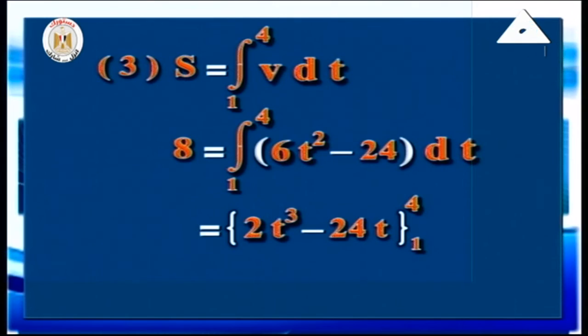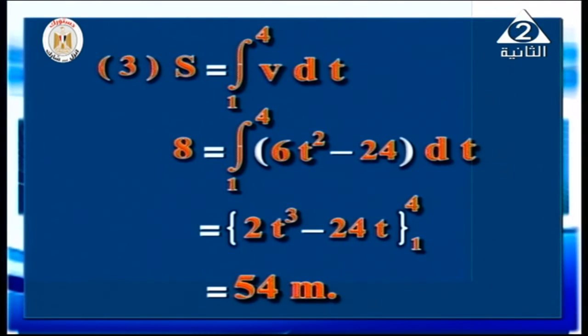Displacement, my dear student, s equals the integration from 1 to 4 of 6t squared minus 24, equals 2t power 3 minus 24t. After that, my dear student, by substitution at t equals 4 minus at t equals 1 we find the displacement. Then, my dear student, the answer is 54 meters. We deduce that if we have velocity and the required is displacement, we use integration, integration from 1 to 4.